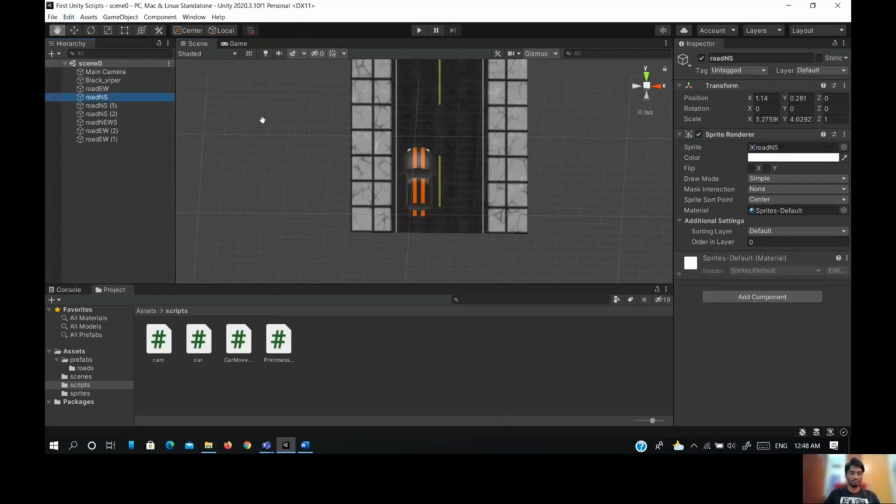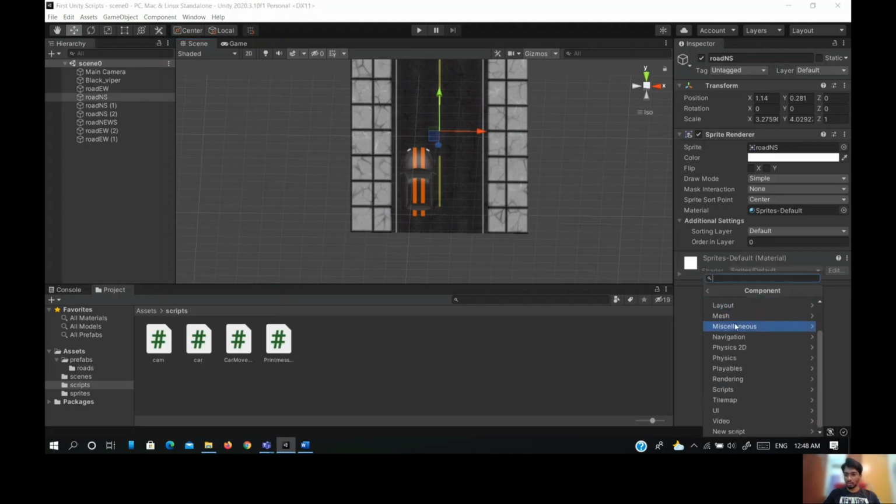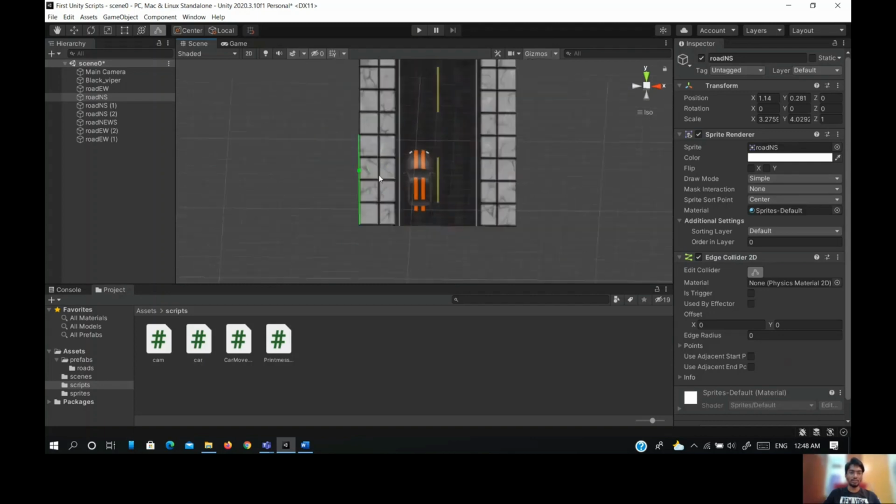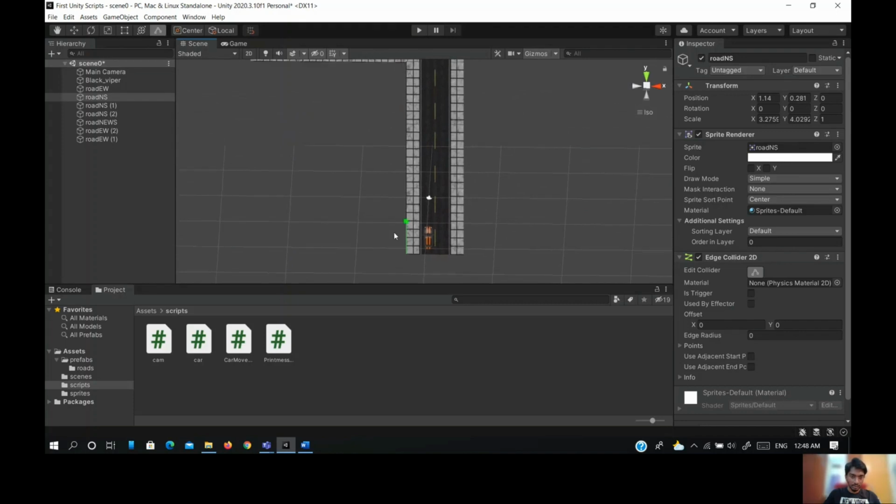Now click on the road. Go to the road, Add Component, Physics 2D. Now add an Edge Collider. After adding the edge collider, go to Edit Collider and you'll see a line over here. Place this line over the edges and extend it to where you want. I've extended it up to here, brought it up to here. This makes it easy while using these things.